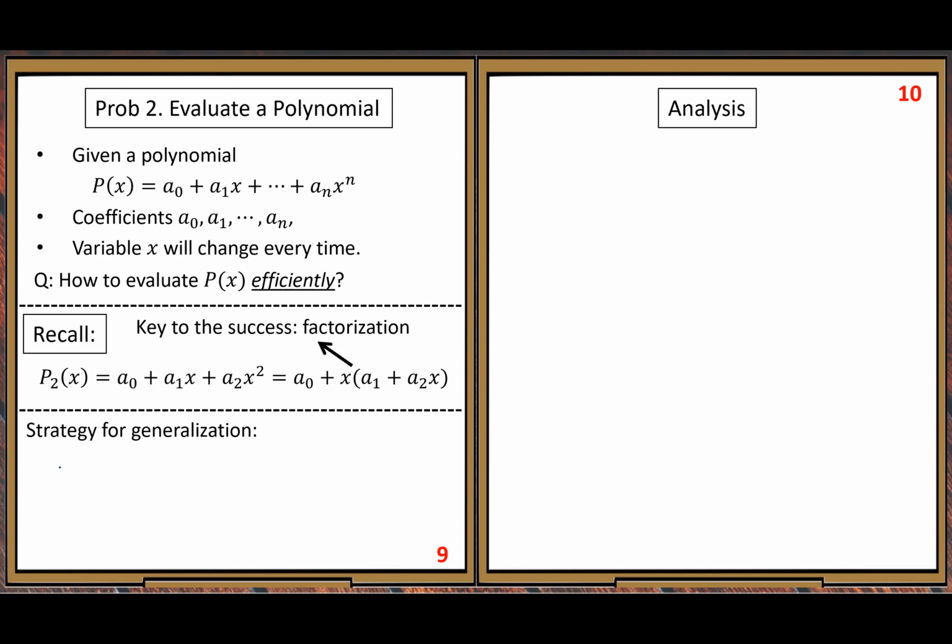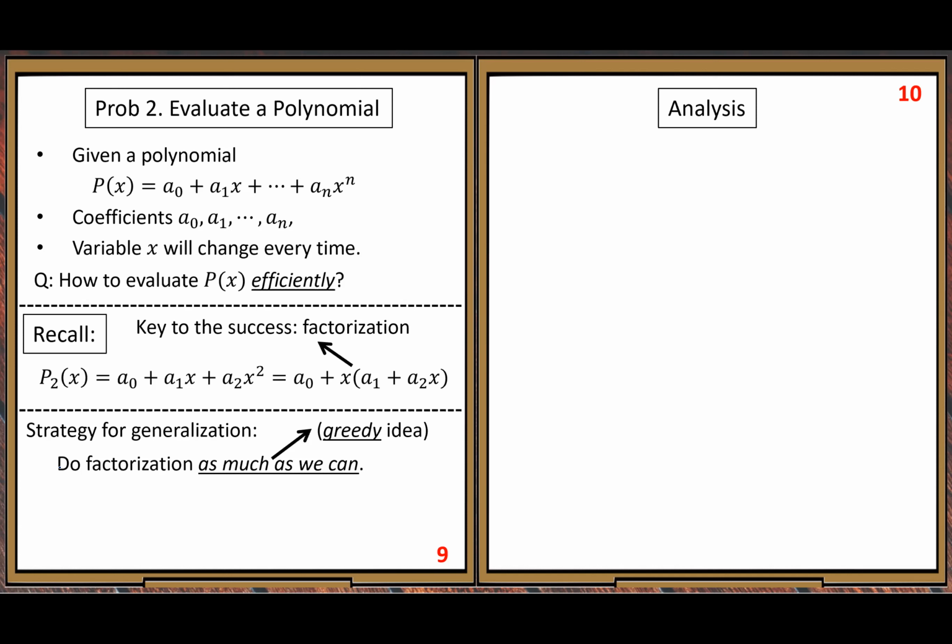The strategy for generalization, another strategy. So many strategies. Do factorization as much as we can. That's our current strategy. We know the reason we can do better is factorization, so we should apply it as much as we can here.